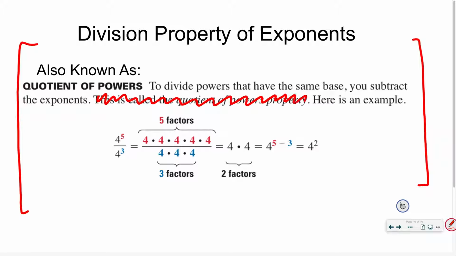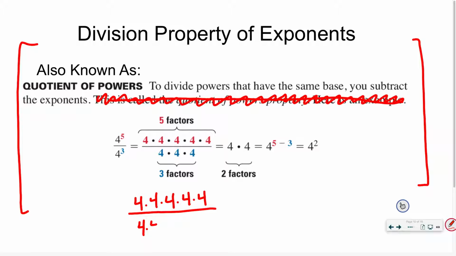I like to show this example this way. This example here is 4 to the 5th over 4 to the 3rd. Because I like to show that that's a big one, that's a big one, and that's a big one.